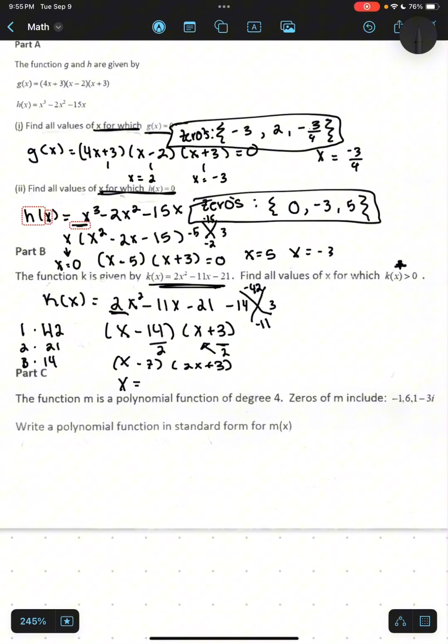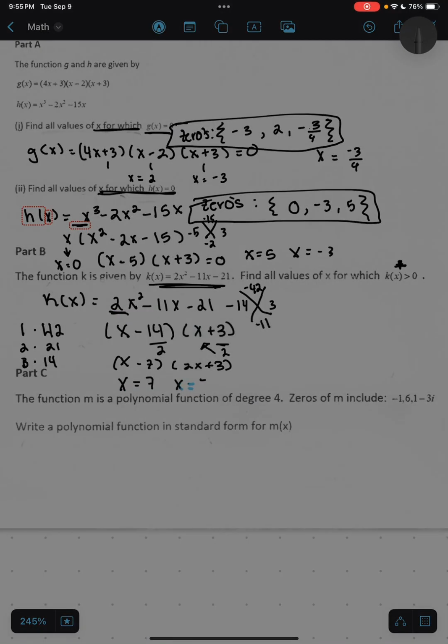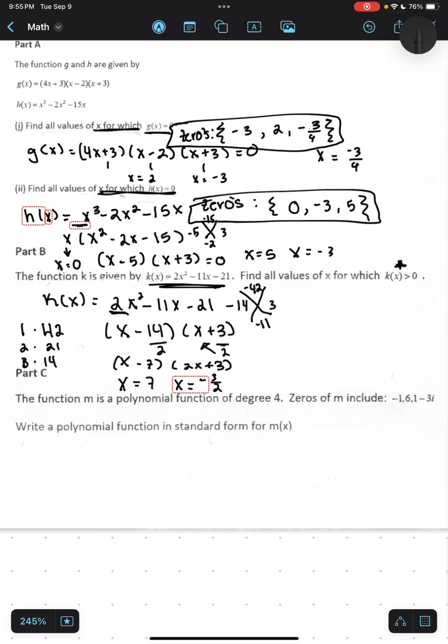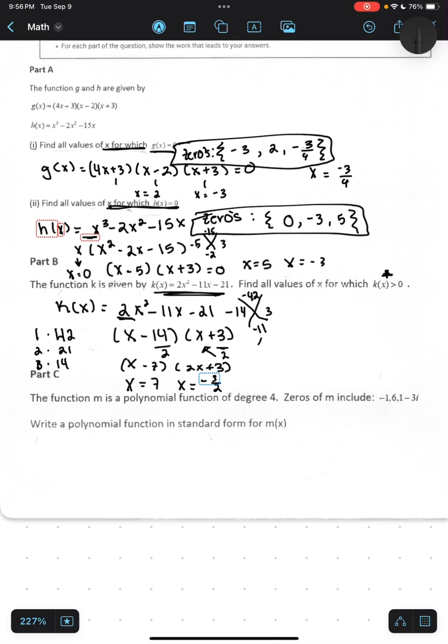Our zero for this one is x equals 7, and x equals negative 3/2. Sorry, guys. Okay, so these are our zeros. However, we don't have a calculator, so we're going to use a number line to find which areas are positive. So we know our zeros are 7 and negative 3/2, which is a mixed fraction. So we know it's actually negative 1 and 1/2.